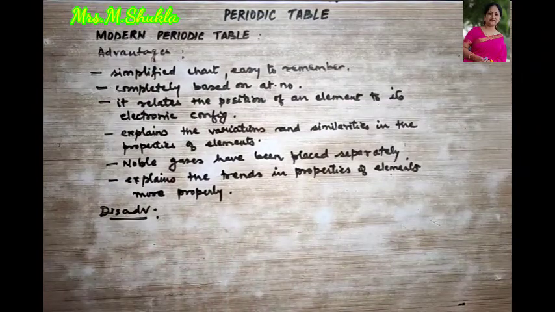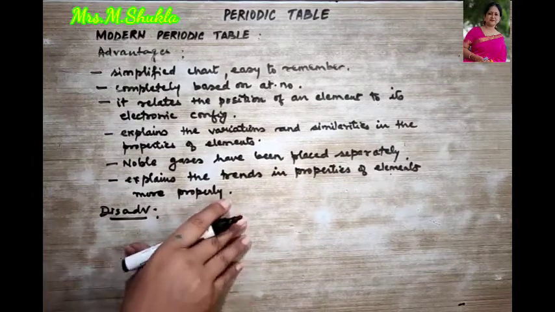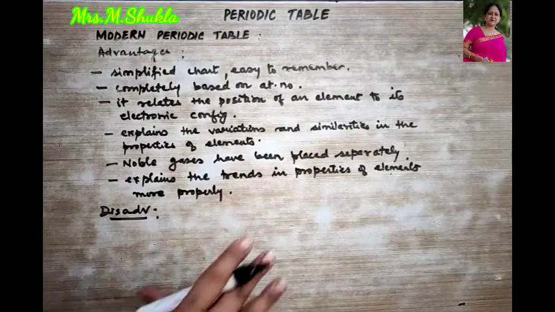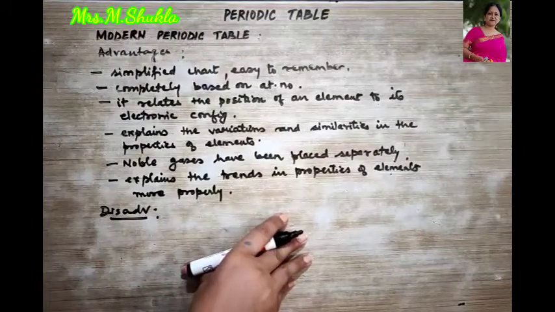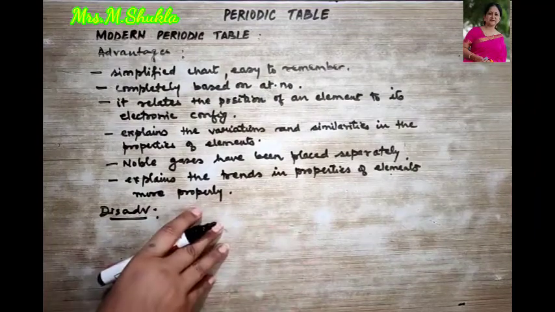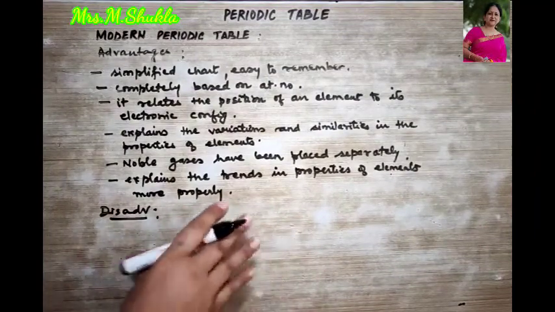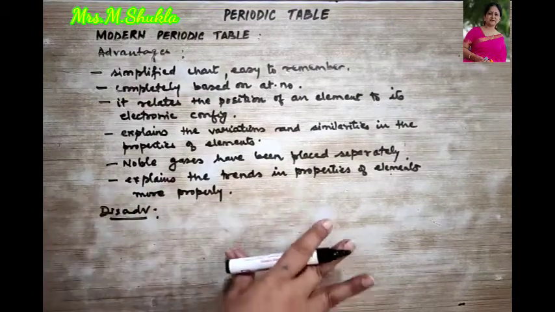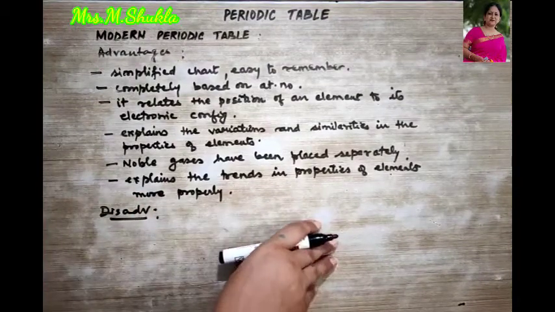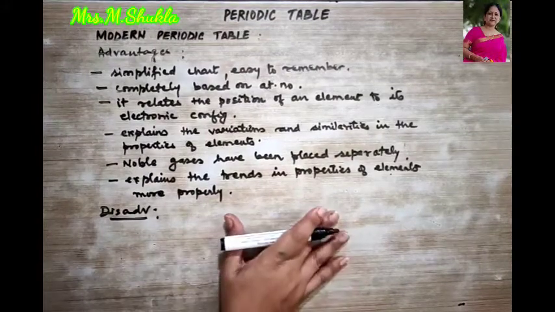So disadvantages are not much. Mainly you can learn 2 or 3 of them. As I said, the position of hydrogen is not certain. Then the lanthanide and actinide series do not find a proper position in the periodic table. Few elements are not arranged according to the electronic configuration, and this arrangement also does not reflect the electronic configuration of many transition elements and the inner transition elements.